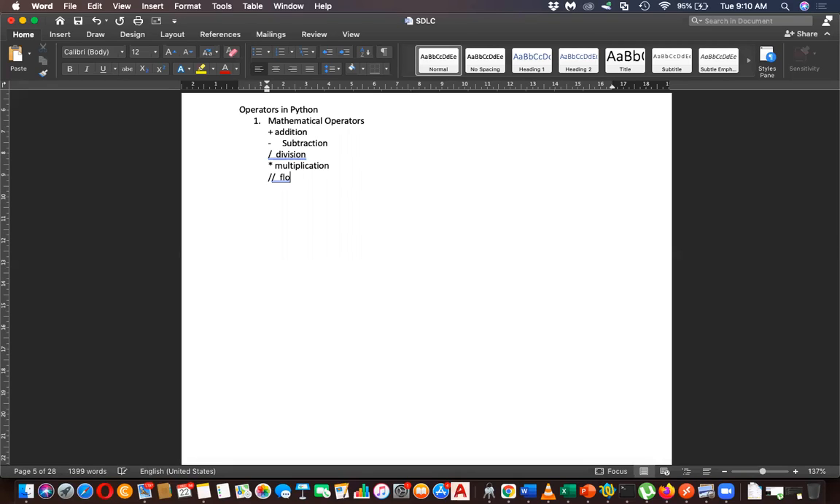This is called floor division. We can call it integer division. And then we learn this one, the percentage mark. This is for the remainder of integer division. Okay, mathematical operators: addition, subtraction, division, multiplication, floor division, and then remainder of integer division. And there's one more thing, that is double asterisk. It's basically used for exponent or power.